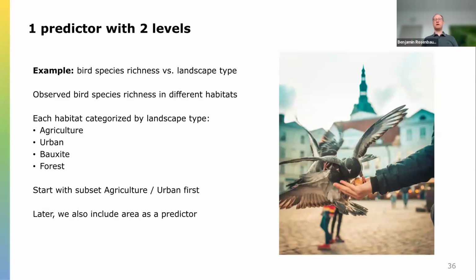So we start with a simple example where we have just a predictor with 2 levels. Here the data set is bird species richness in different habitats, and habitats have different landscape types. The whole data set has 4 landscape types: agriculture, urban, bauxite, I think that's former mining sites, and forests. But we will start with a subset, just 2 habitat types first: agriculture and urban.